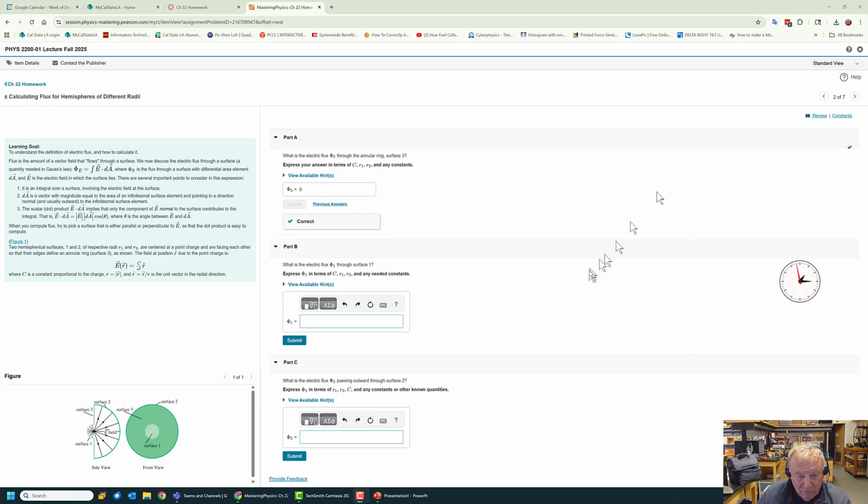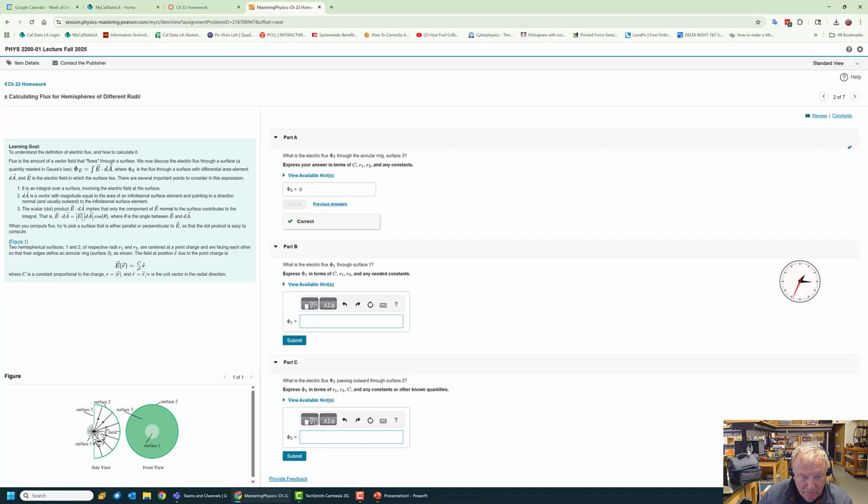So let's see, this is question 2 of the homework, and this whole spiel about the surface integral. What we care about is this expression here. And so this is a Gaussian surface because there's two. Oh, I see. So right.